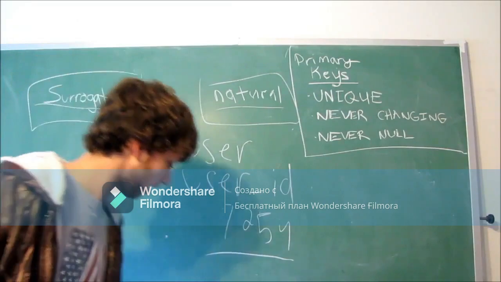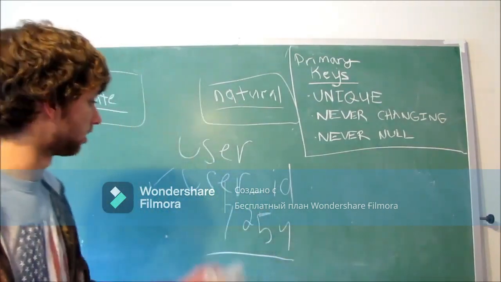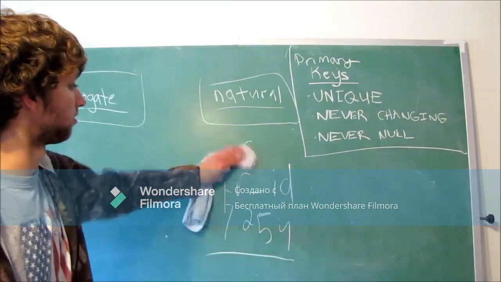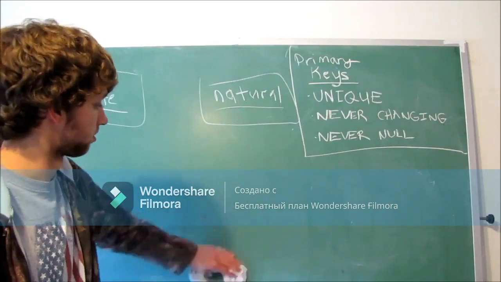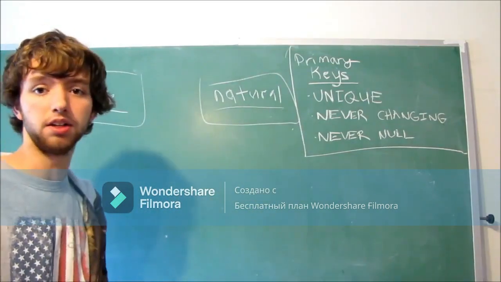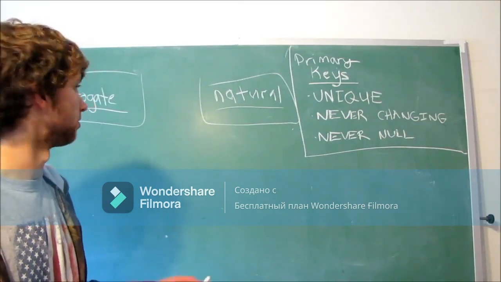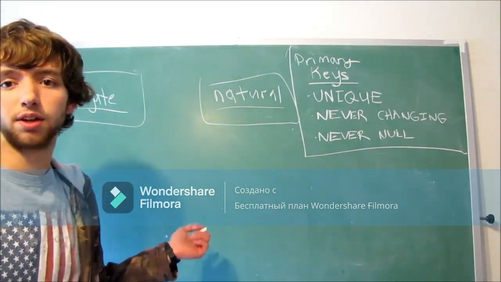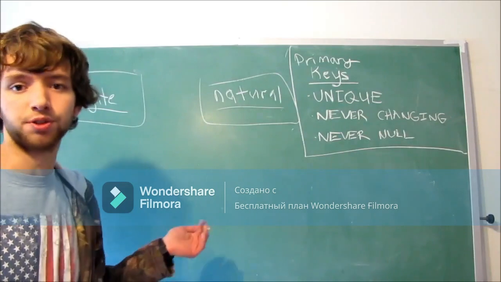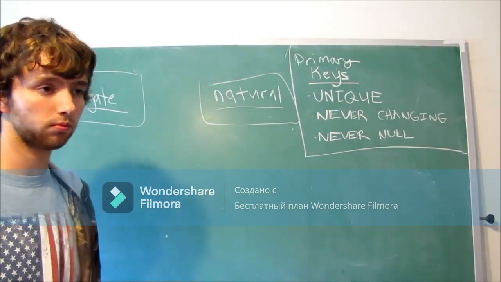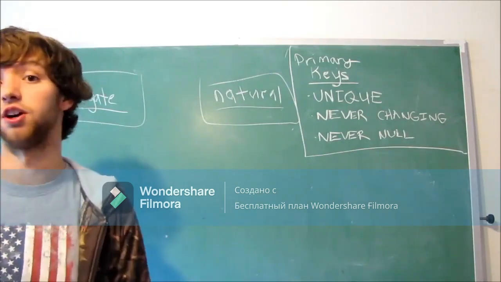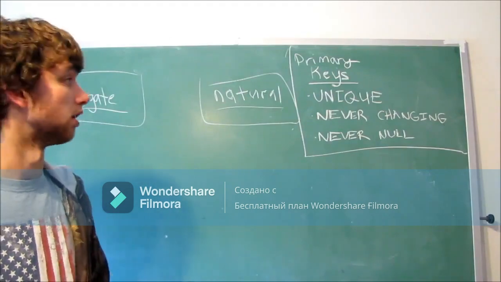Now, keep in mind though that if you do use surrogate keys, you shouldn't have them have any real world value. So for example, a student ID, if we give these student IDs out to the students, that's not really a good idea to use as the surrogate key because it's actually a natural key. It has real world meaning.